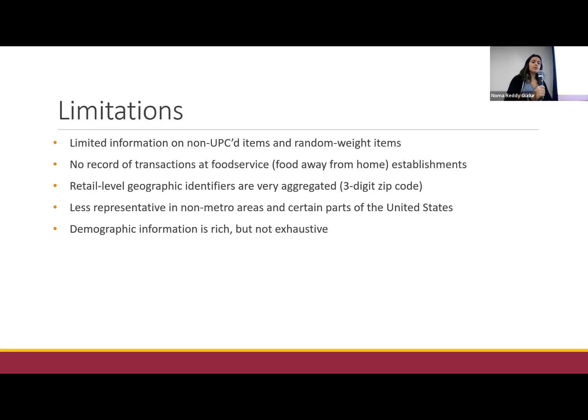And the retail level geographic identifiers are quite aggregated. There's a 3-digit zip code, like I mentioned. We have less representation in non-metro areas and certain parts of Central America. And then the demographic information, you can see it's quite rich, but it's certainly not exhaustive. And indeed, one would have to do some simple but clever manipulation to create new demographic variables using the data that exists, such as the age of the household members can be constructed from the data itself, but they're not necessarily supplied to us. We have to create those measures.